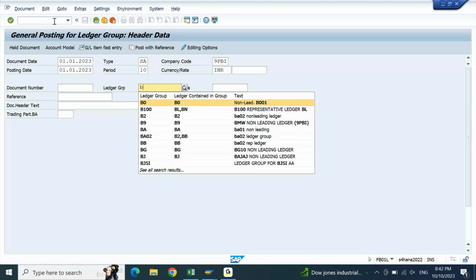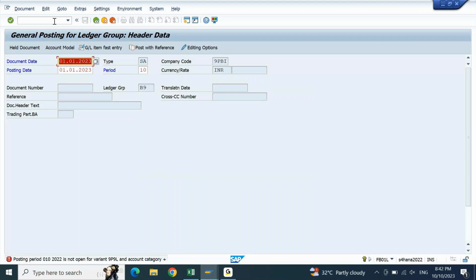Now the same date, if I try to put it in ledger specific for non-leading, B9, what is it giving? 10 2022, correct? For leading it is reading as 1 2023, and for non-leading it is automatically reading 10 2022. Okay, sir. Got it, sir.